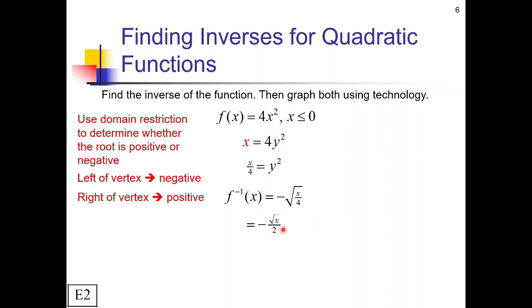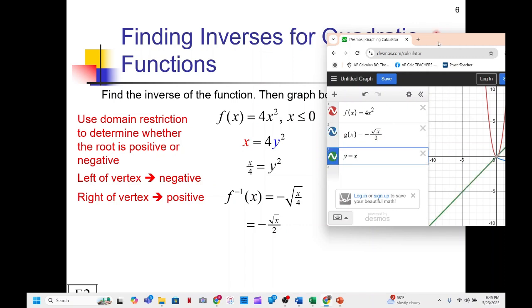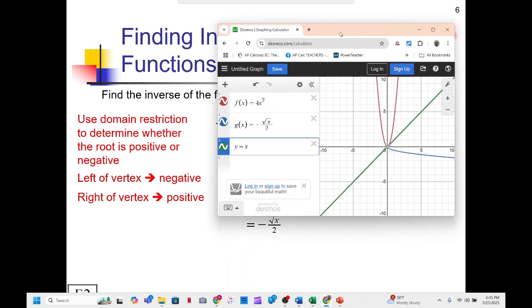All right, so let's go ahead and graph these out now on Desmos. So we have our original function, f of x equals 4x squared. And we also have g of x, now for the inverse, equals negative square root of x, and we'll divide all of that by 2. And here's, let's also do the y equals x line there. We don't need to make it dashed, it doesn't really matter.